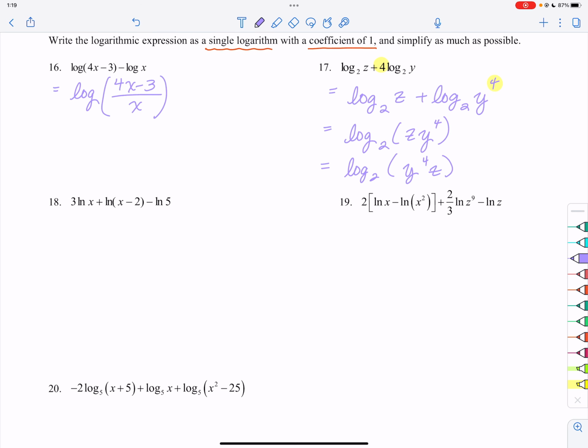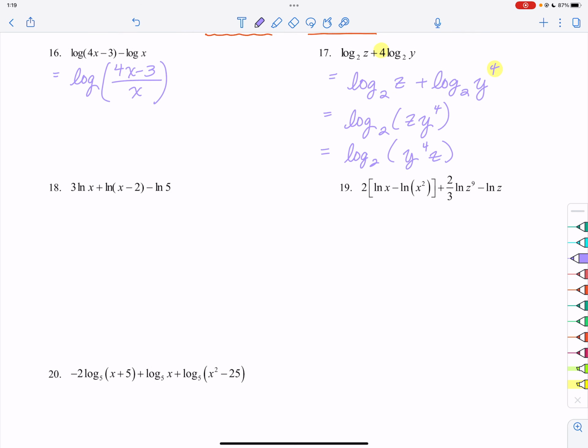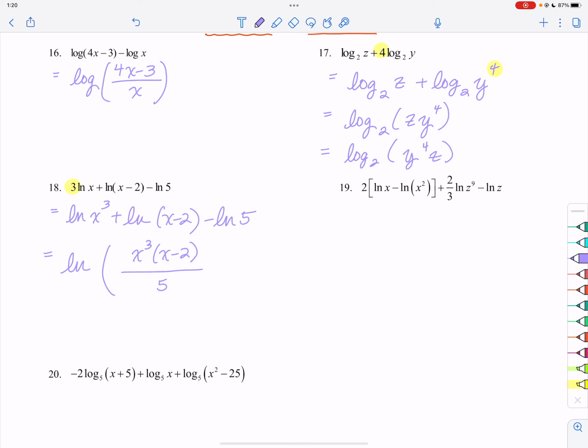Okay, let's look at number 18. Here you can see we have the sum of logs, and then we have the difference of logs. Let's take care of this 3 first. So we have the natural log of x cubed plus the natural log of x minus 2 minus the natural log of 5. So now we have the natural log, and we will put the x cubed and the x minus 2 in the numerator and the 5 in the denominator, since we had that minus sign.